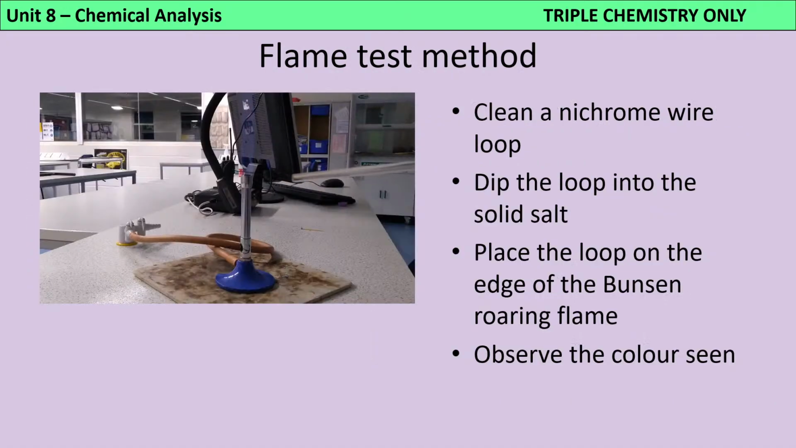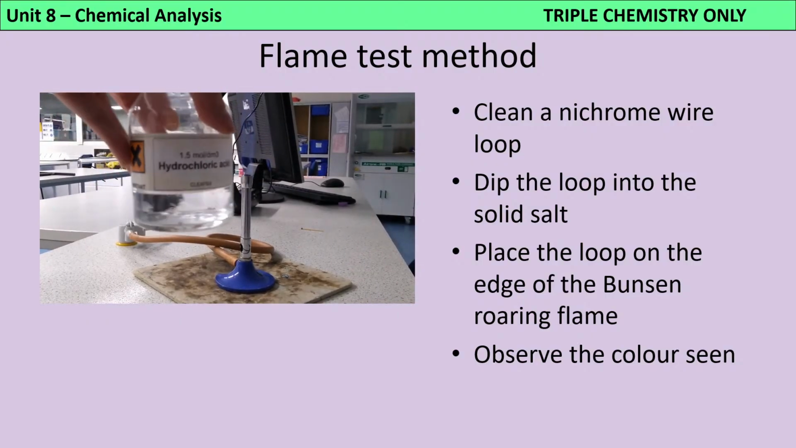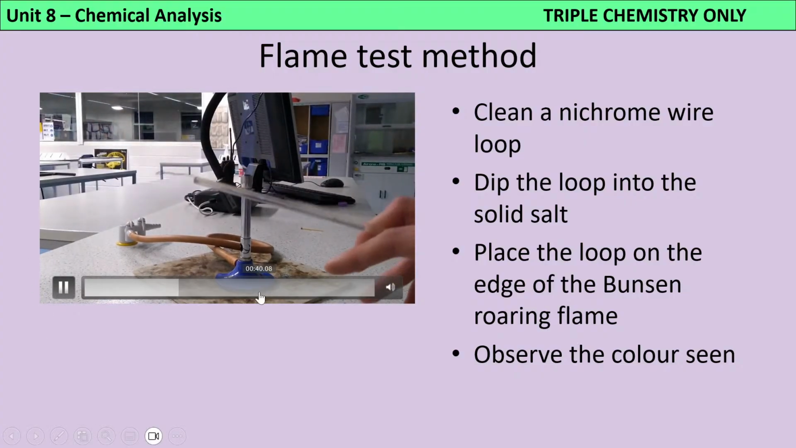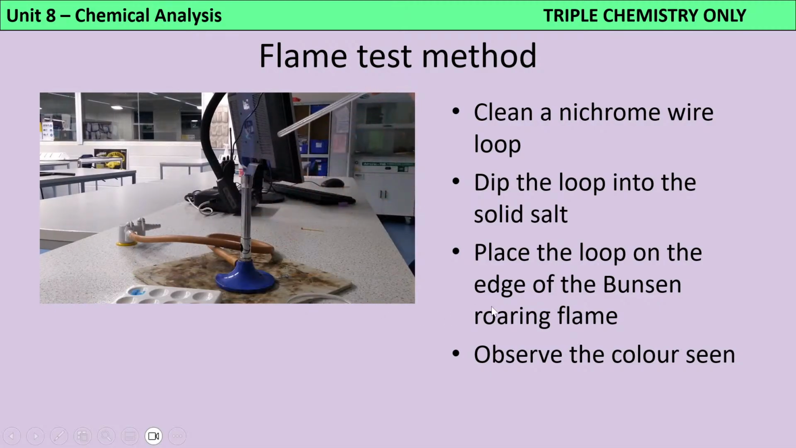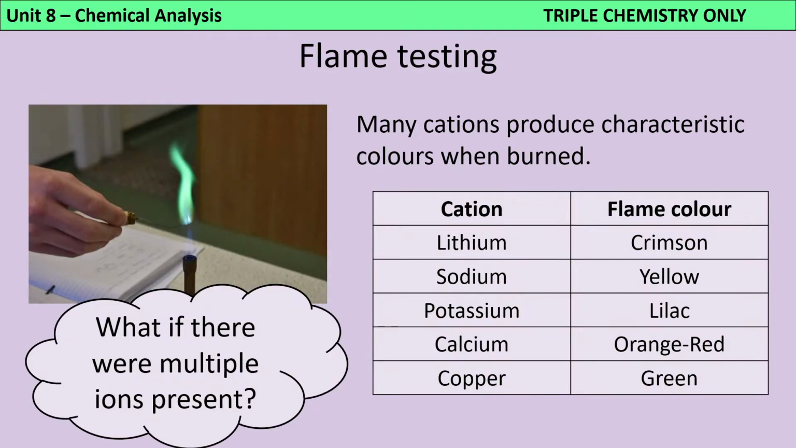So the process is that you clean off your wire, and then you dip the loop into some solid salt or into a salt solution, and then you hold it in the flame, and you see the colour change of the flame, and yeah, that allows you to identify what was in there. So, oh yeah, I forgot to speed this video on a bit. So yeah, that's an example of the green flame for the copper. So those are the colours of the ions that you need to know.